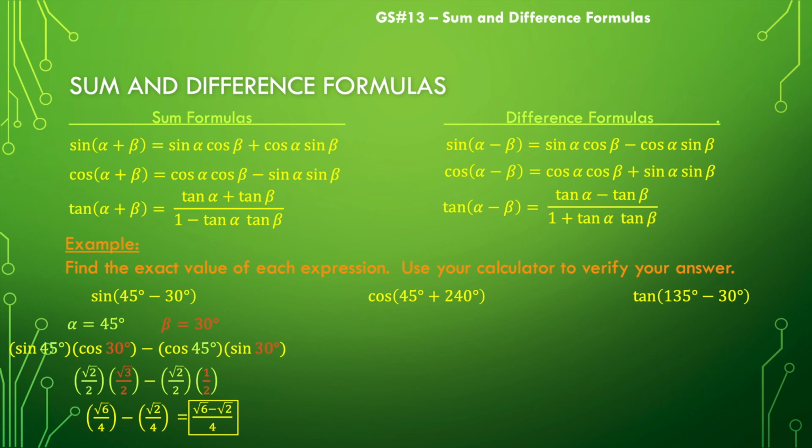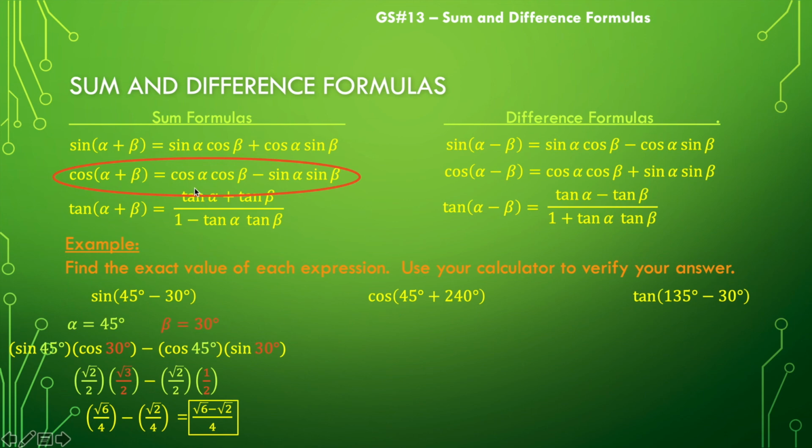Okay, let's move on to the second example here. All right, the cosine of 45 degrees plus 240 degrees. Okay, notice that what we're really finding here is the cosine of 285 degrees. We don't know this from our unit circle, but by breaking it into pieces that we do know, we can evaluate this exactly. Okay, so notice that this is a sum. If you look at this expression here, it's a sum, so it's going to be one of these formulas, a sum formula, and it's the cosine formula. So we are going to use this formula right here.